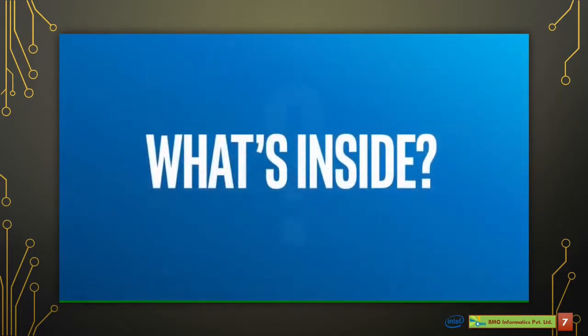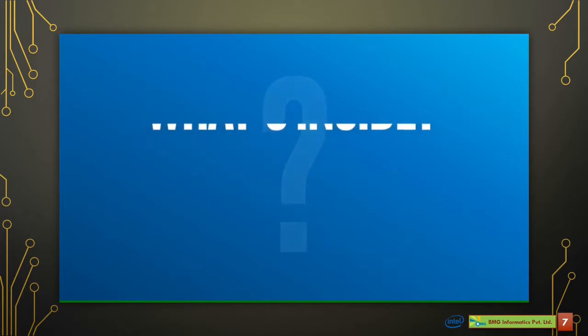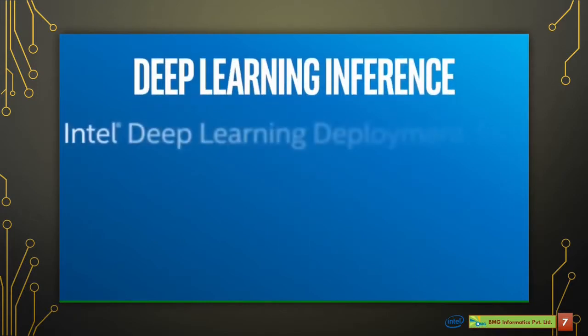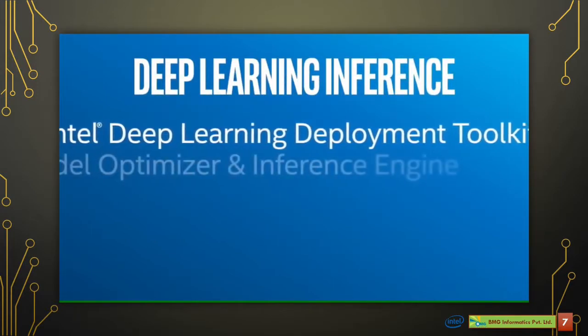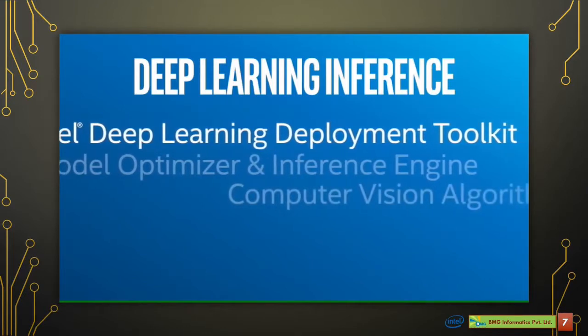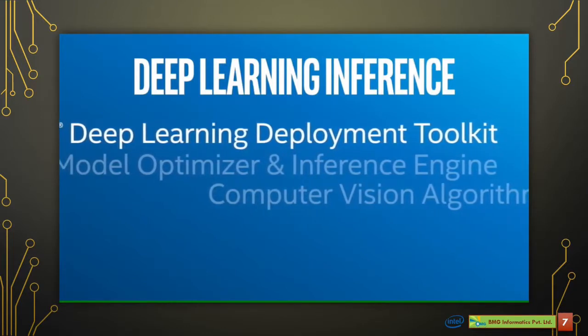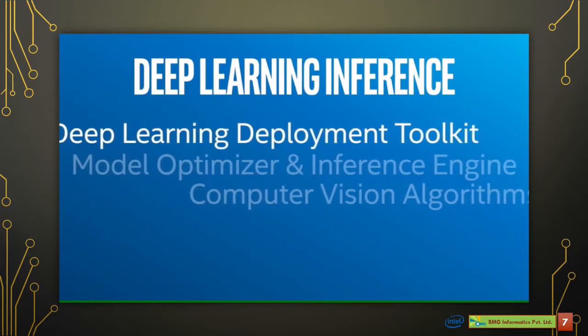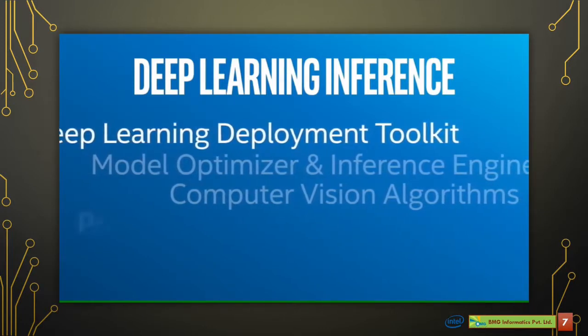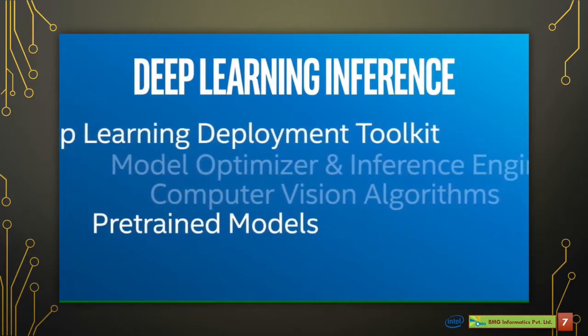So what tools are inside? The OpenVINO toolkit includes the Intel Deep Learning Deployment Toolkit with a model optimizer and inference engine that help integrate high-performance deep learning inference. Save significant time and resources with the included pre-trained models and code samples.